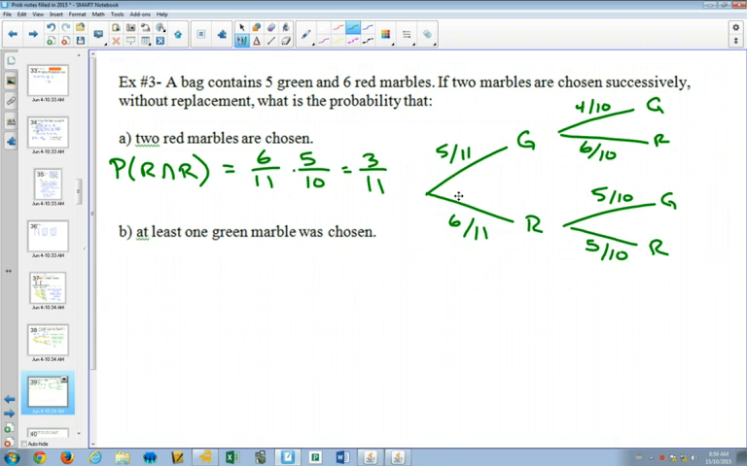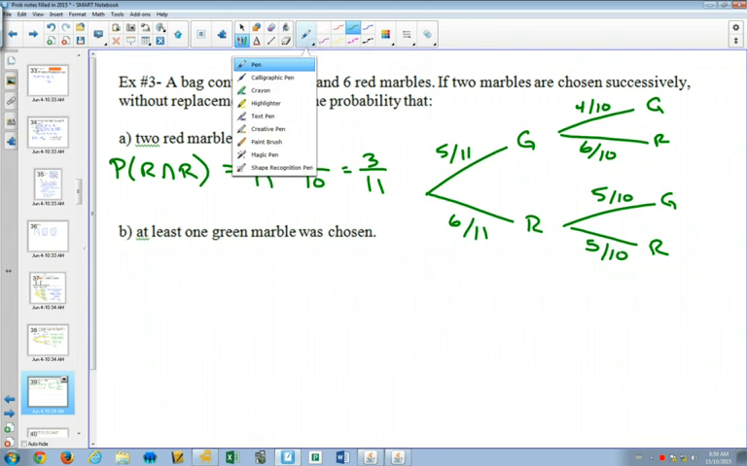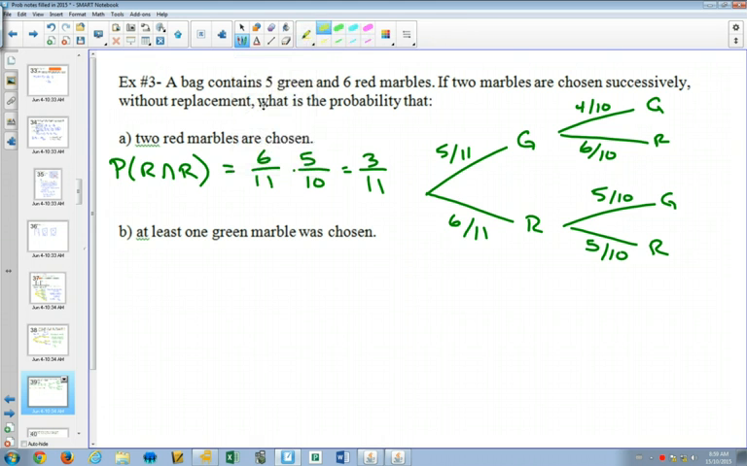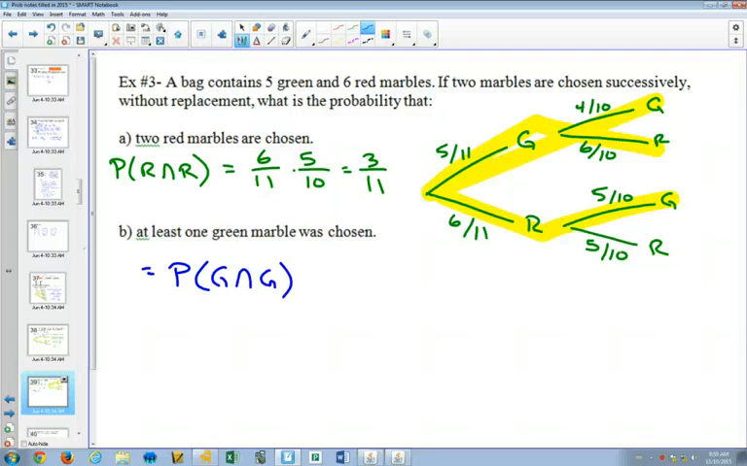At least one green marble is chosen. So if we think about this, at least one green marble chosen from here, you can see that that could be this branch. That could also be this branch or this branch. So we have 3 cases. So we could show it as that's equal to the probability of getting green and green, plus the probability of getting green and then red, or the probability of getting red and then green.